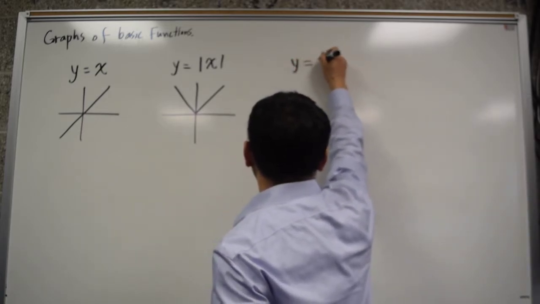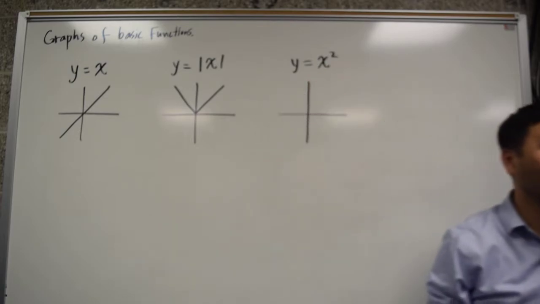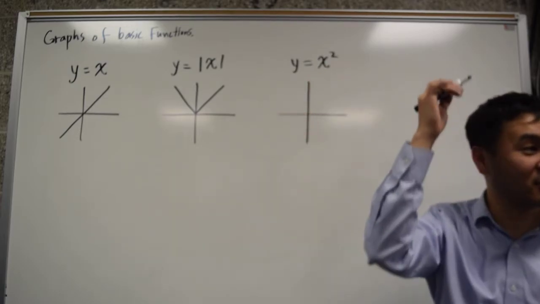Y equals x squared. What shape is this? It's a parabola, right? It's a U shape, right? Okay.